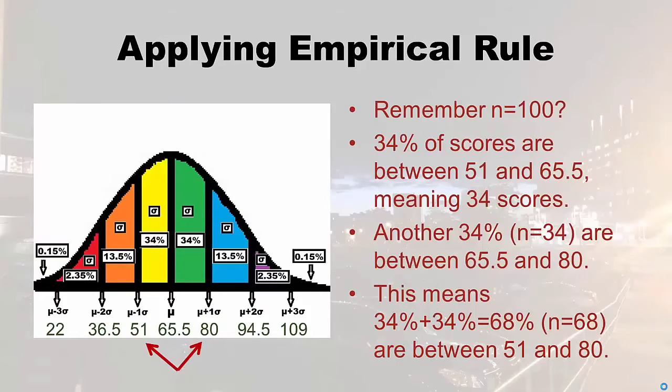I also know that another 34%, or another 34 in this class because there's 100, have a score between 65.5 and 80. And my 73 is somewhere in there, right? So already I'm getting an idea that 68 people, or 68% of the scores are going to be between 51 and 80, right? And so I'm right there with 68% of the class.